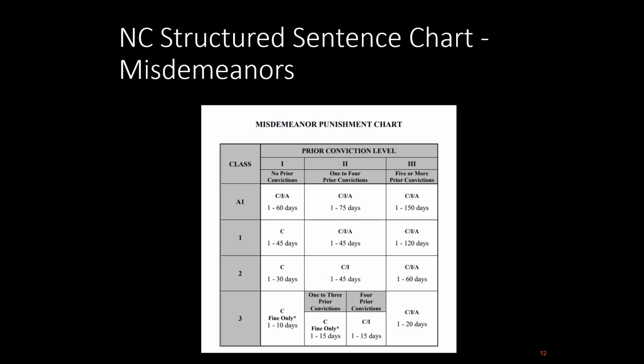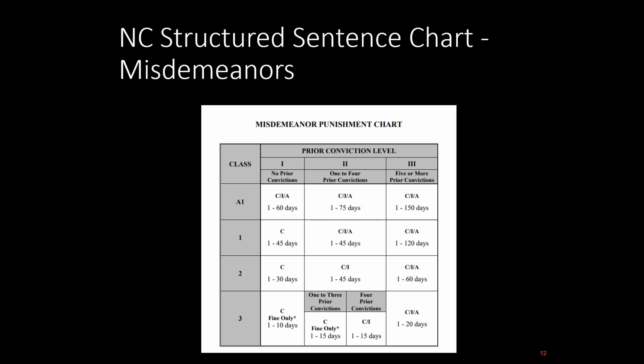And you'll notice on that chart, Class 3 misdemeanor, if you have no prior convictions, the maximum you can serve is fine only, right? 1 to 10 days. That's going to be a suspended sentence, community service. If you have 3 convictions for a very minor one, fine only. It's only after 4 convictions for misdemeanors that you actually can spend some time in jail.